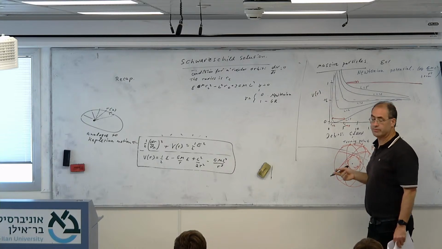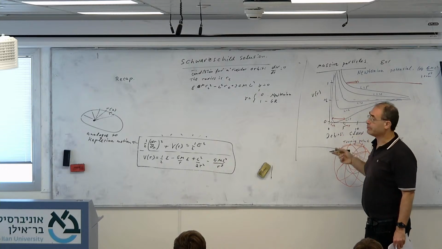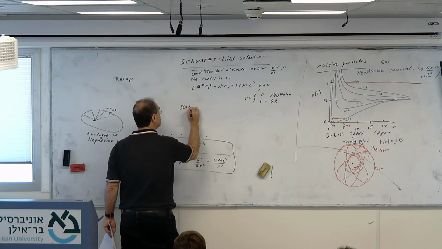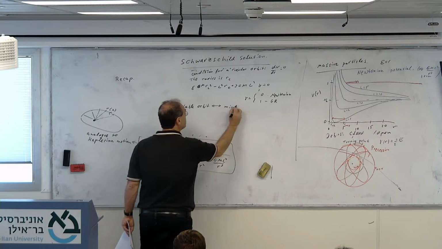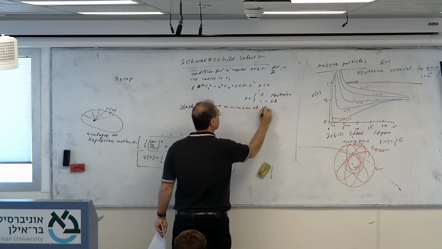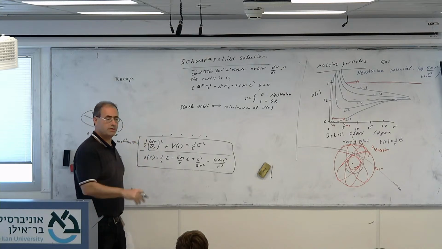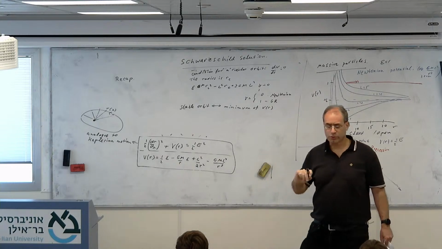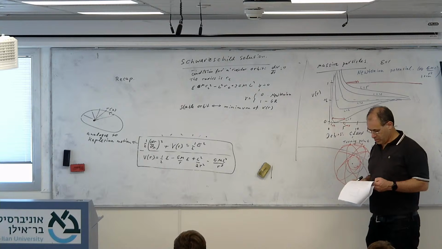Second derivative, or it's even simpler if we're looking at the minimum of the potential. So a stable orbit corresponds to a minimum. If it's a maximum, there is still a circular orbit, but it's not stable. It means that any small perturbation will just take you away from that.